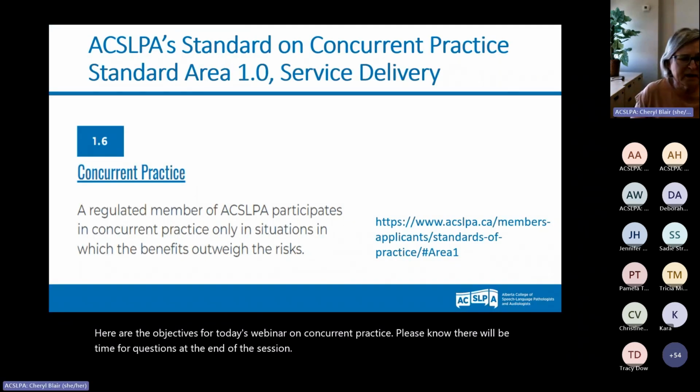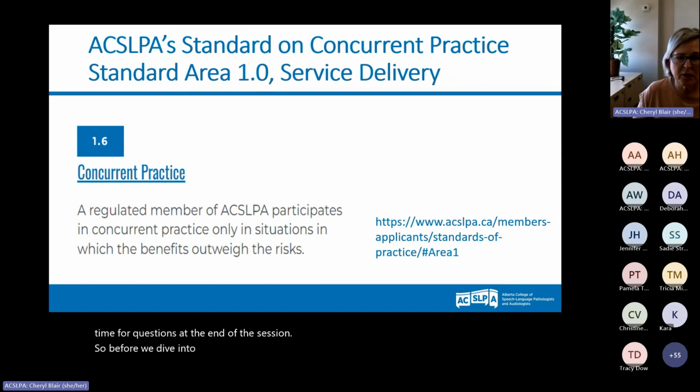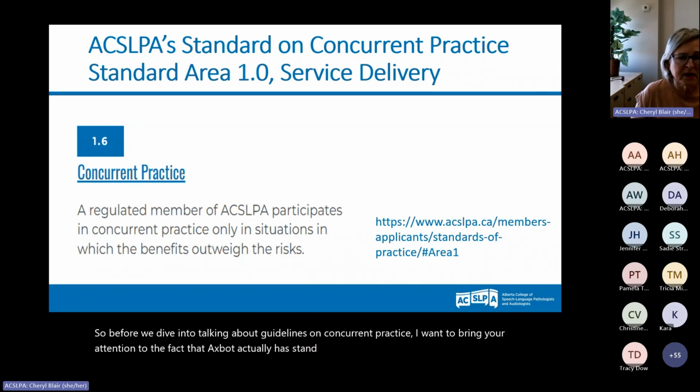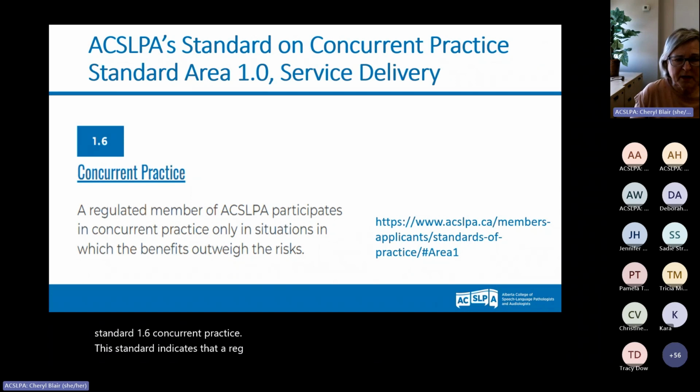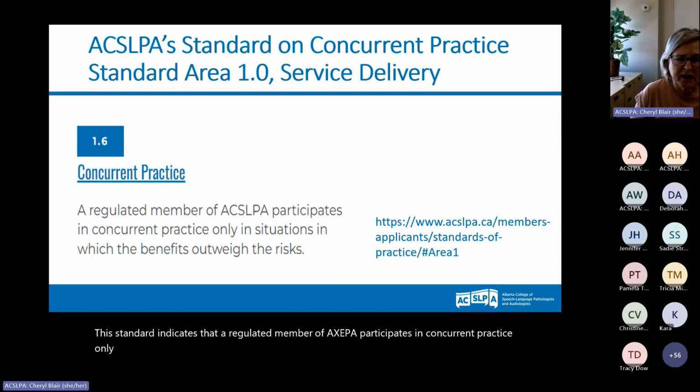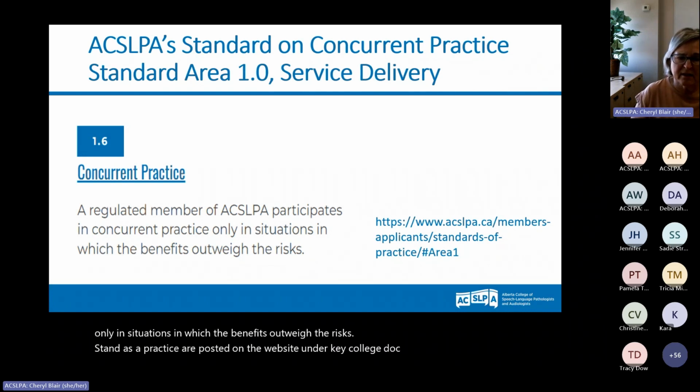So before we dive into talking about guidelines on concurrent practice, I want to bring your attention to the fact that AXAPA actually has standards around concurrent practice, specifically Standard 1.6, concurrent practice. This standard indicates that a regulated member of AXAPA participates in concurrent practice only in situations in which the benefits outweigh the risks. Standards of practice are posted on the website under Key College Documents, and you can see the link on your screen.